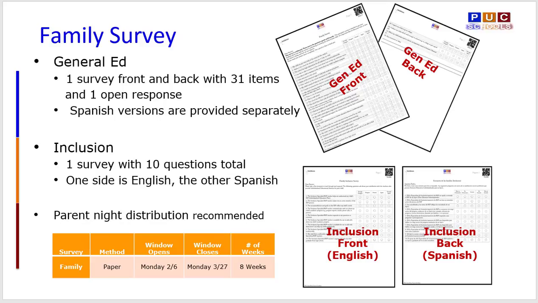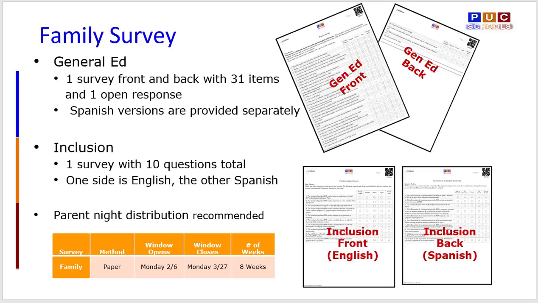There is also another package that will include the inclusion survey that is 10 questions long. These are for the parents of students with IEPs. For the inclusion survey, the Spanish translation can also be found on the back of the survey if needed. Please encourage IEP parents to take both surveys. With the family survey, we highly recommend a parent or family night event to get the highest return rate possible.